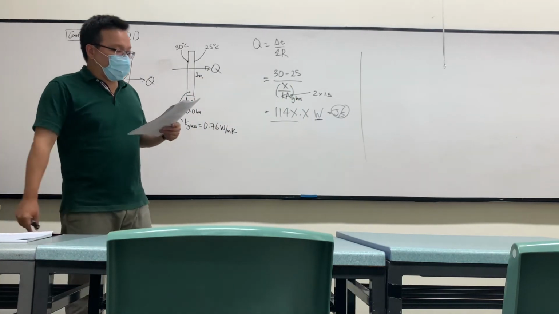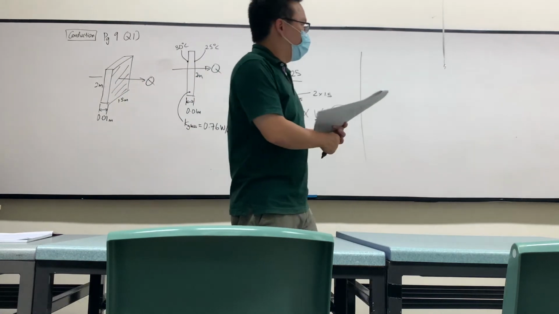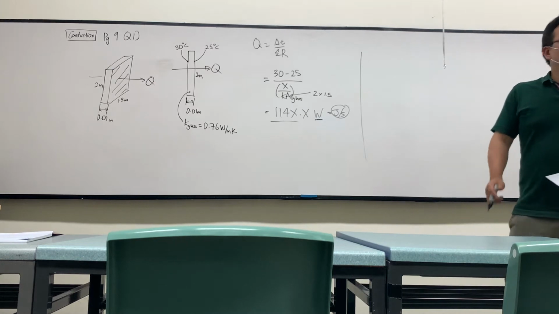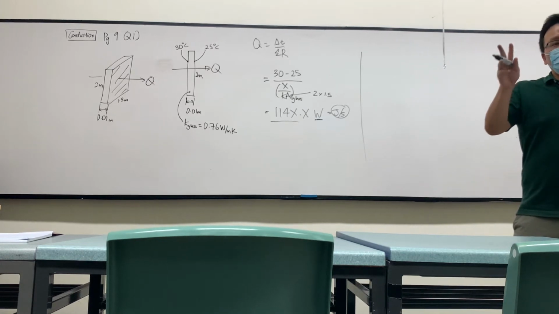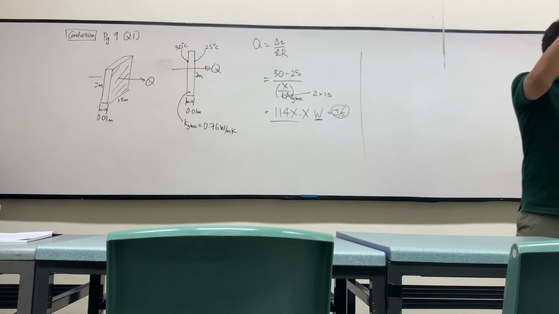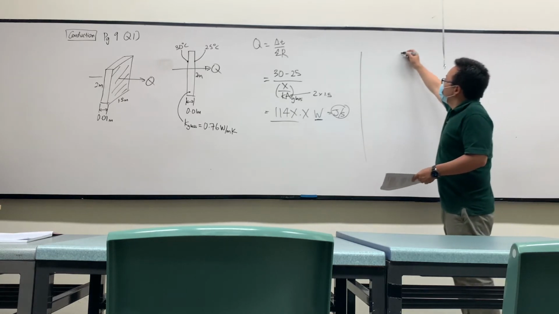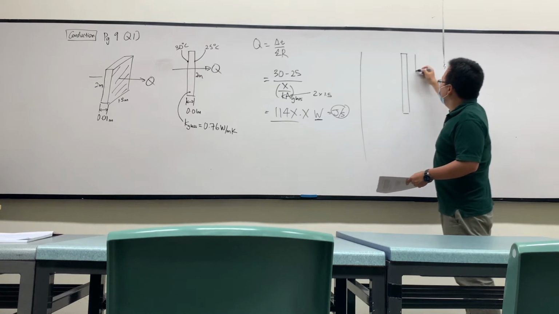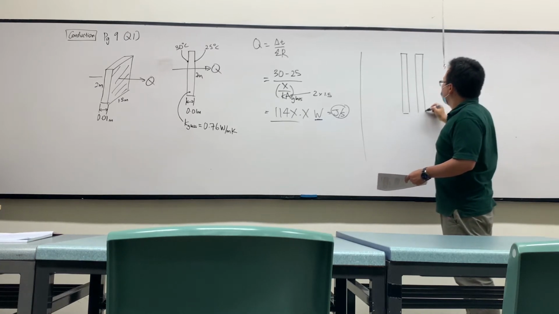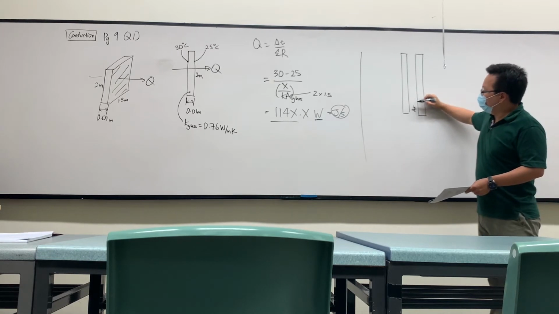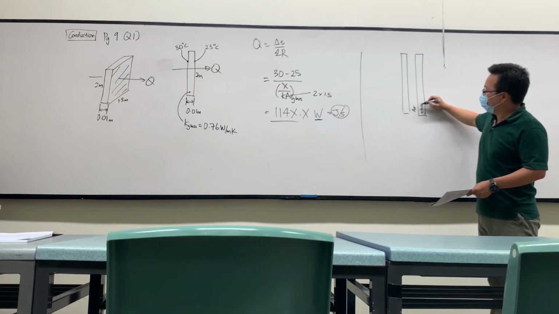If the window is changed to a double glazing construction, double glazing means what? 2 layers. So when you have 2 layers, usually it is glass, air, glass. So there's an air trap in the middle. So you got this one here, and you got another one here, and in between is air. Here is glass, here is your glass.